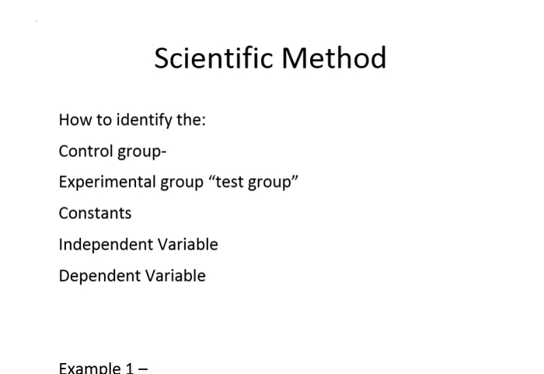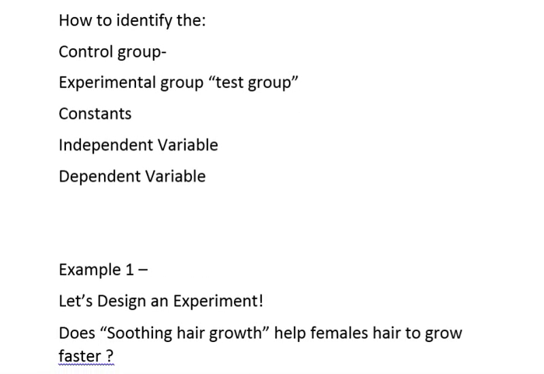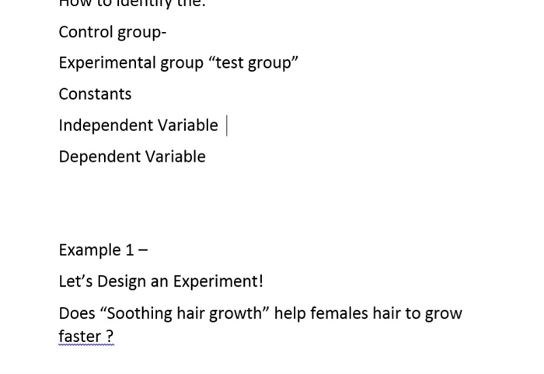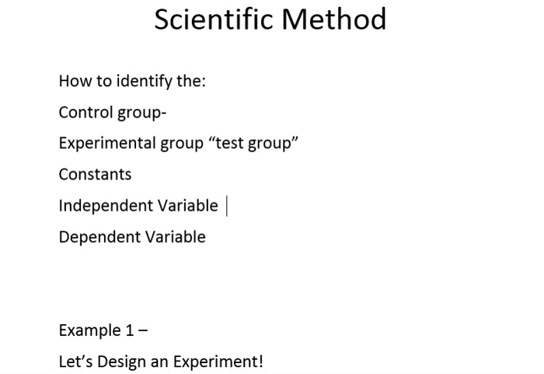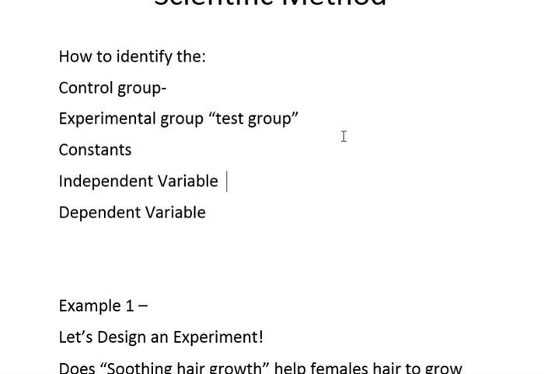The first example here says, does soothing hair growth help females' hair to grow faster? Okay, so soothing hair growth is the name of the product, and we're seeing if it helps females' hair to grow faster. Now, in order to design an experiment, we need to identify these 5 things here: control group, experimental group, constants, independent variable, and dependent variable.